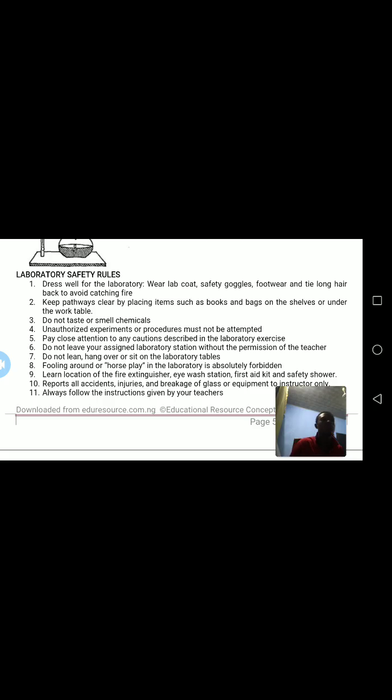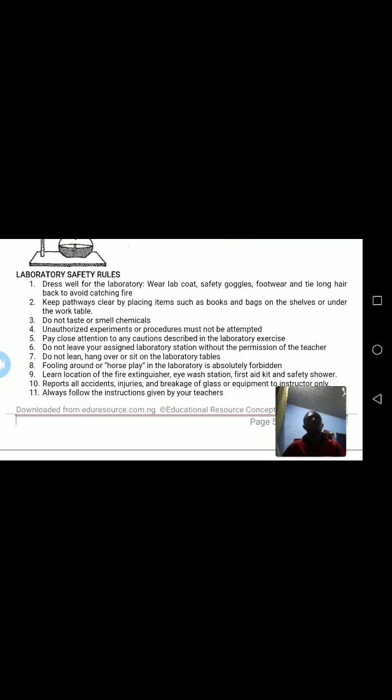Okay, if you play with a sharp object, you may get injured. Hence, let's look at the safety rules that are found in the laboratory. Number one, laboratory safety rules. Number one, dress well for the laboratory.